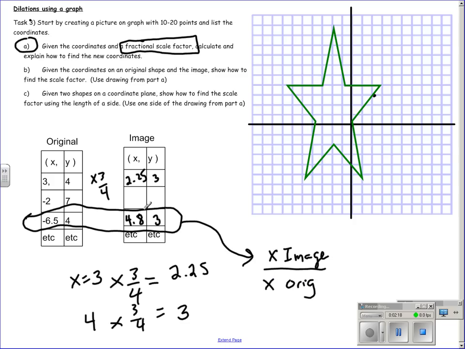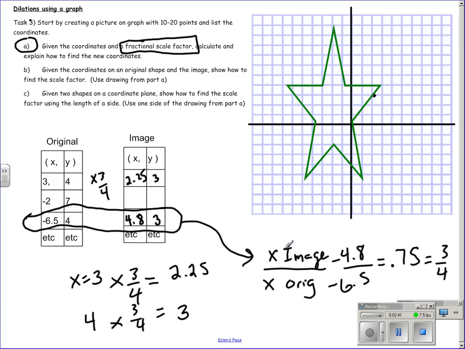So what was my x coordinate of my image? 4.8. What was the x coordinate of my original? 6.5. Now, does that look like 3/4? No, but could you divide that and actually figure out what that is as a decimal? And is 0.75 the same thing as 3/4?